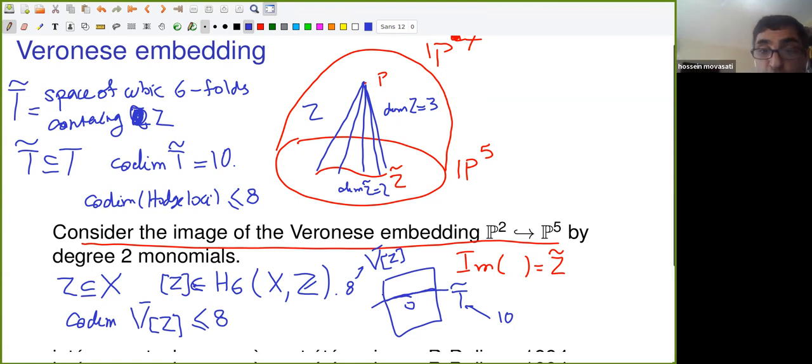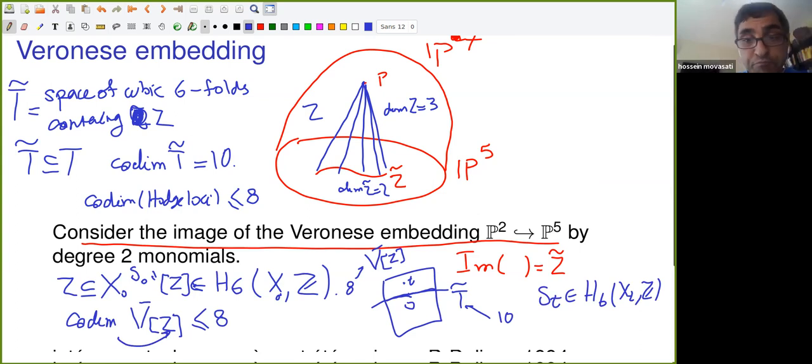So the moral of the story is that if I take this delta, let's say delta 0, and let's call this X0, not necessarily Fermat in this case, and I go to this point T, delta T in H6 of X_T, Z, I will get a Hodge cycle. But of course, I cannot verify the Hodge conjecture just by deforming this Veronese cycle.